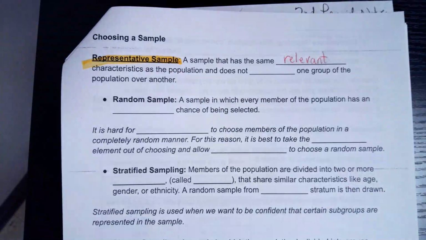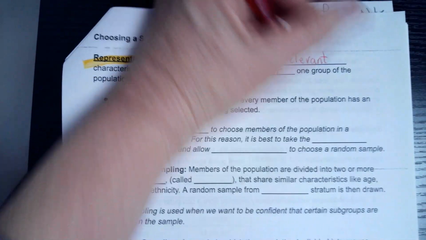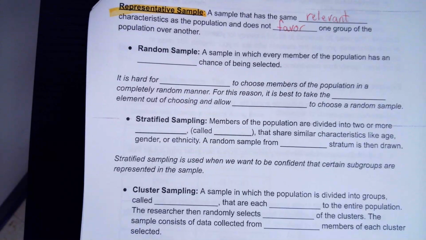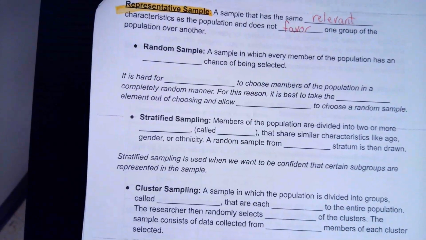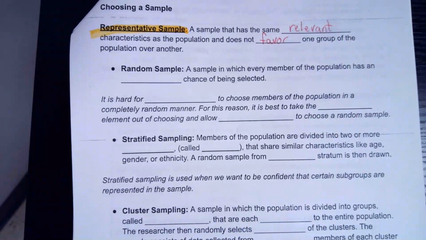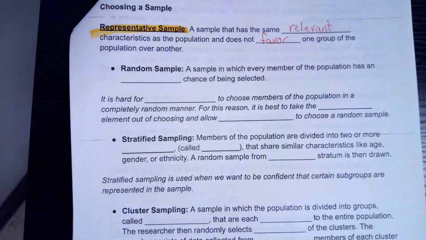Prefer? Very close. I mean, your meaning is almost identical. It's favor, but you definitely could have said prefer there. So we don't want to favor one population over another. All right. So here are some ways to get representative samples. And it's called representative because it represents the group well, even though you didn't ask an entire census.